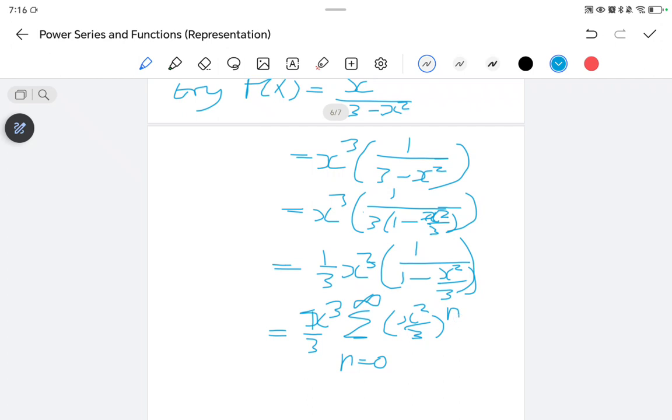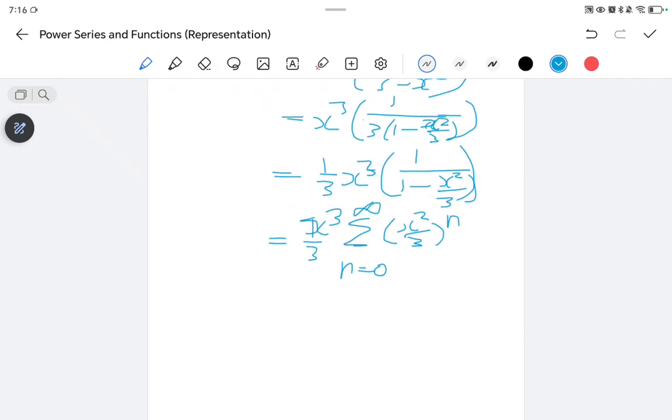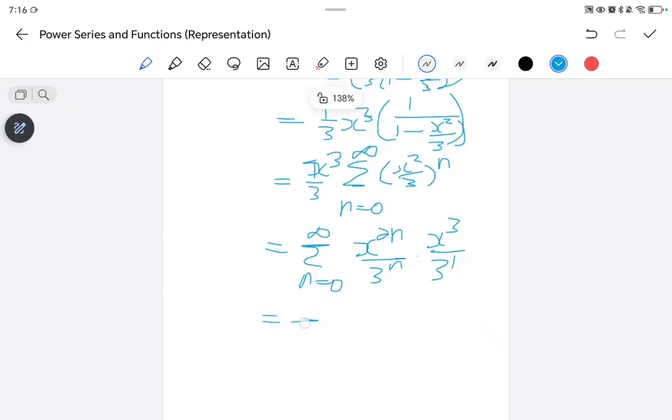Then now we say the summation, this would be x to the 2n over 3 to the n times x cubed over 3. Then this would be equal to the summation n equals 0 of x to the 2n plus 3 all over 3 to the n plus 1. Any question? Any question from here?